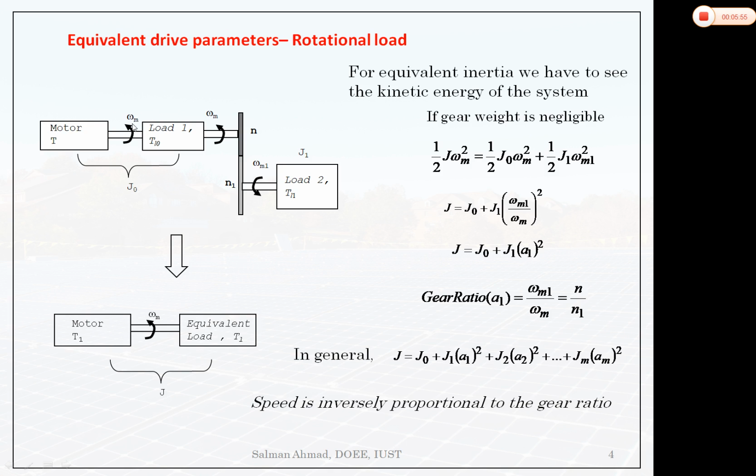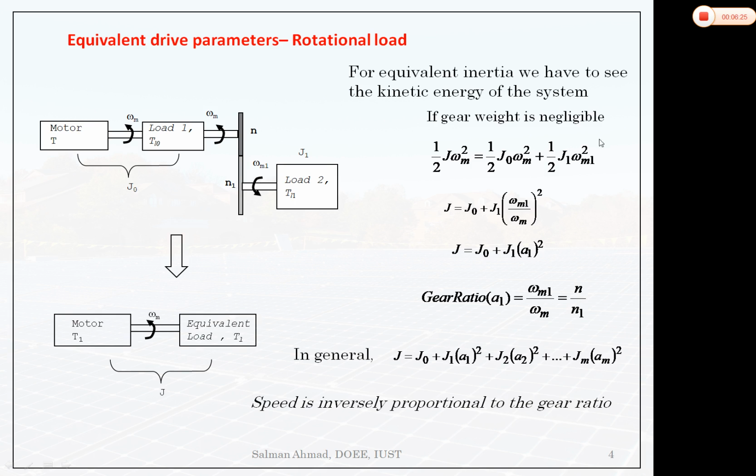It is rotating at omega m and has moment of inertia J naught. So the kinetic energy associated with this block will be half J naught omega m square. Now what will be the energy of this block? It has moment of inertia J1 and is rotating at speed omega m1. So half J1 omega m1 square will be the kinetic energy associated with this load.